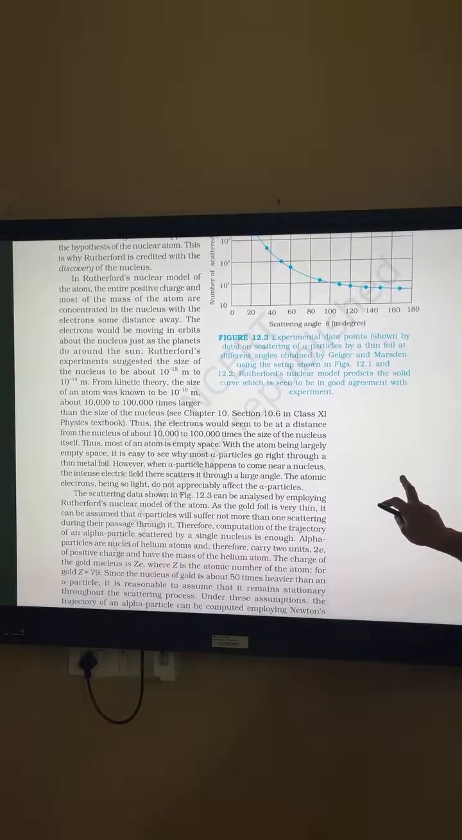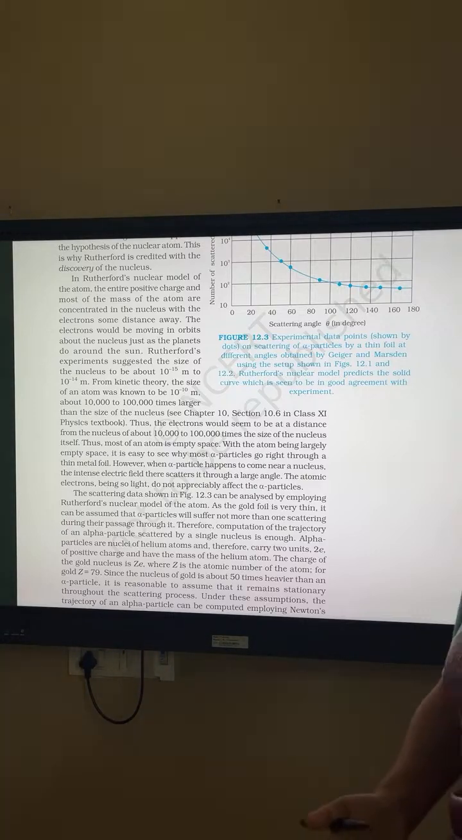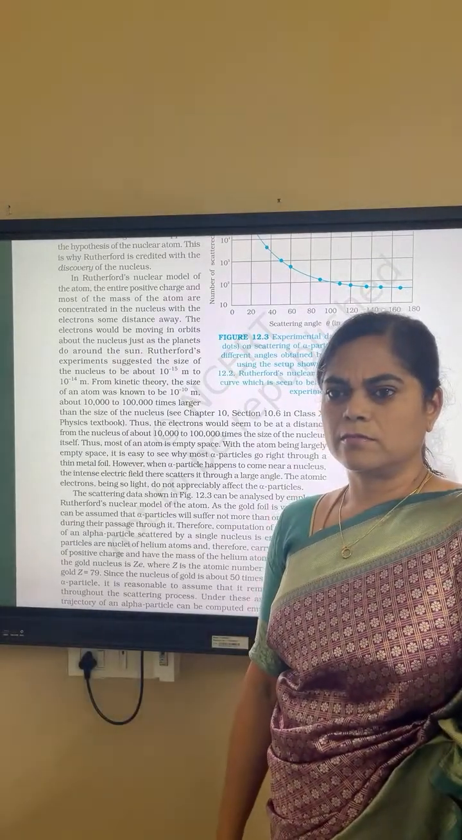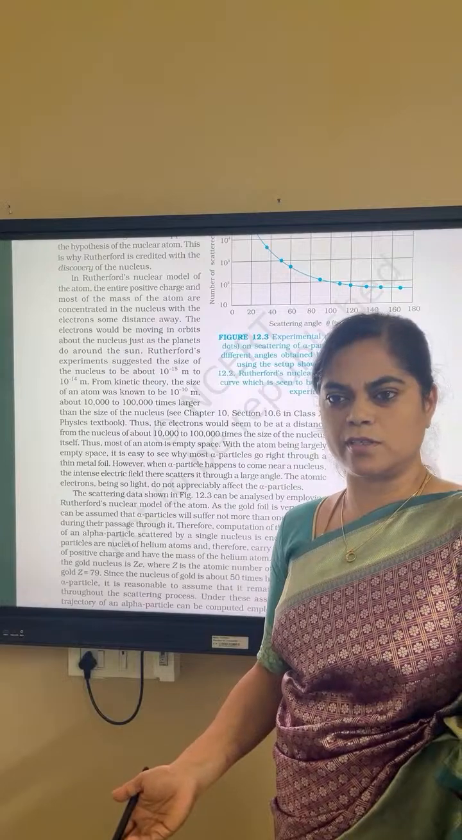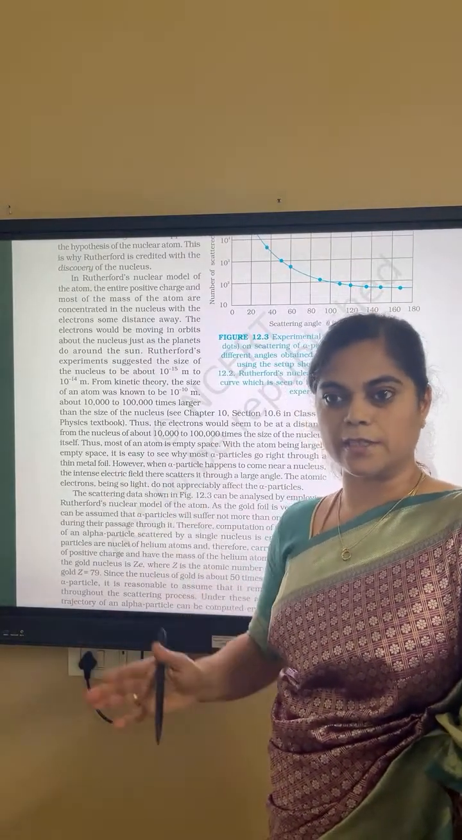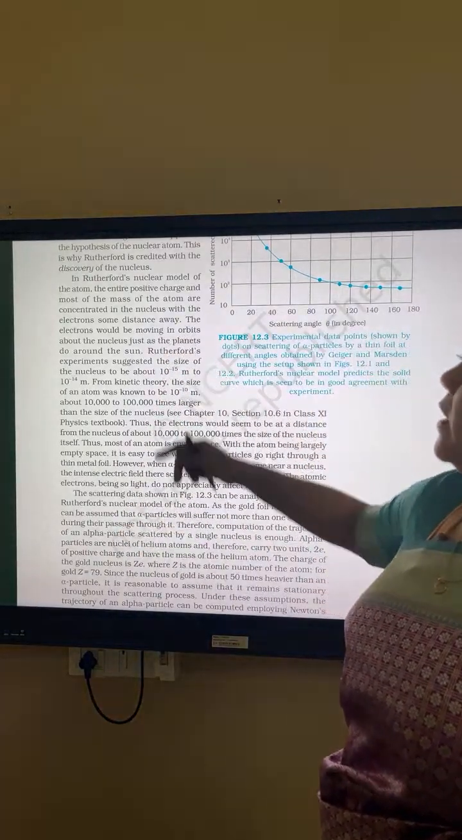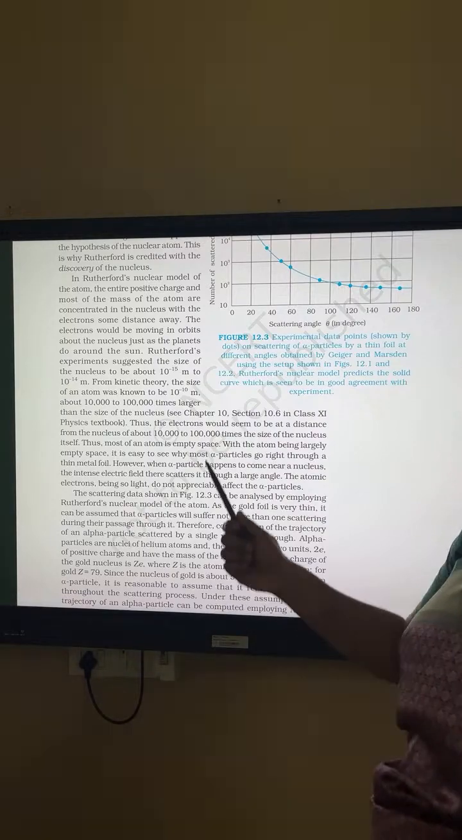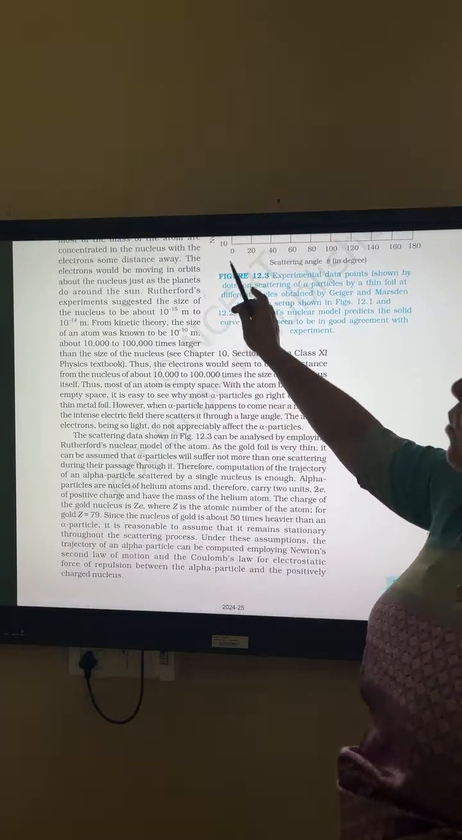In Rutherford's nuclear model of the atom, the entire positive charge and most of the mass of the atom are concentrated in the nucleus. You know, right? What is the center of mass for an atom? Nucleus. Most of the mass, 99% of the mass is concentrated in the nucleus. With the electrons some distance away, the electrons will be moving in orbits about the nucleus just as the planets. These are all you know.